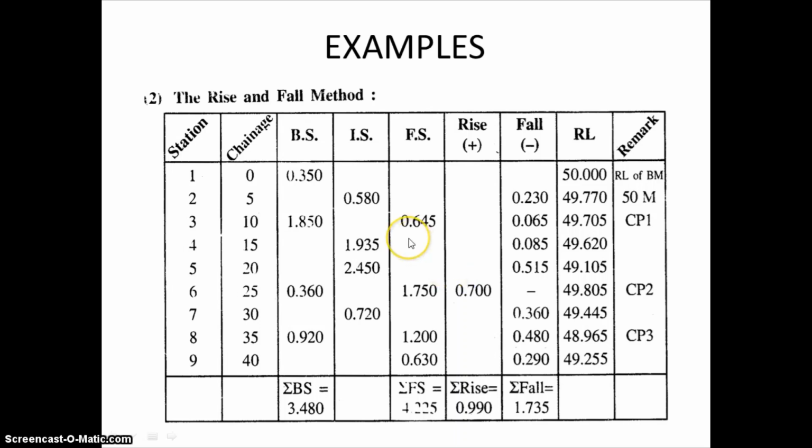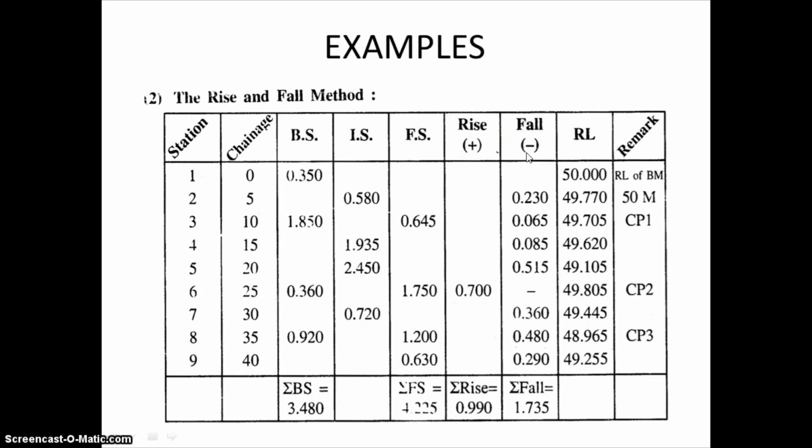Now the same example I have done using the rise and fall method. Same example: stations are given, channels are given, backsight, intermediate sight, foresight we already entered. We have calculated summation BS and summation FS. Now only this portion we have to see here. Instead of HI, I have two columns, rise and fall.